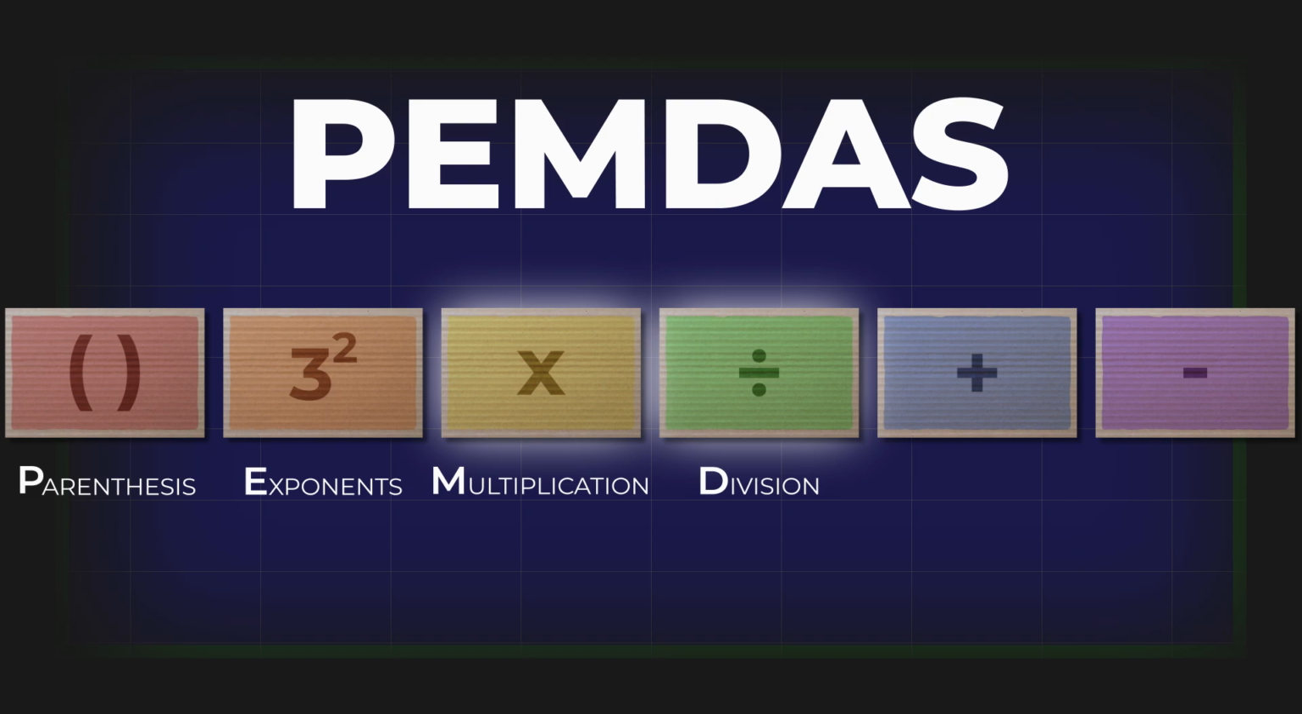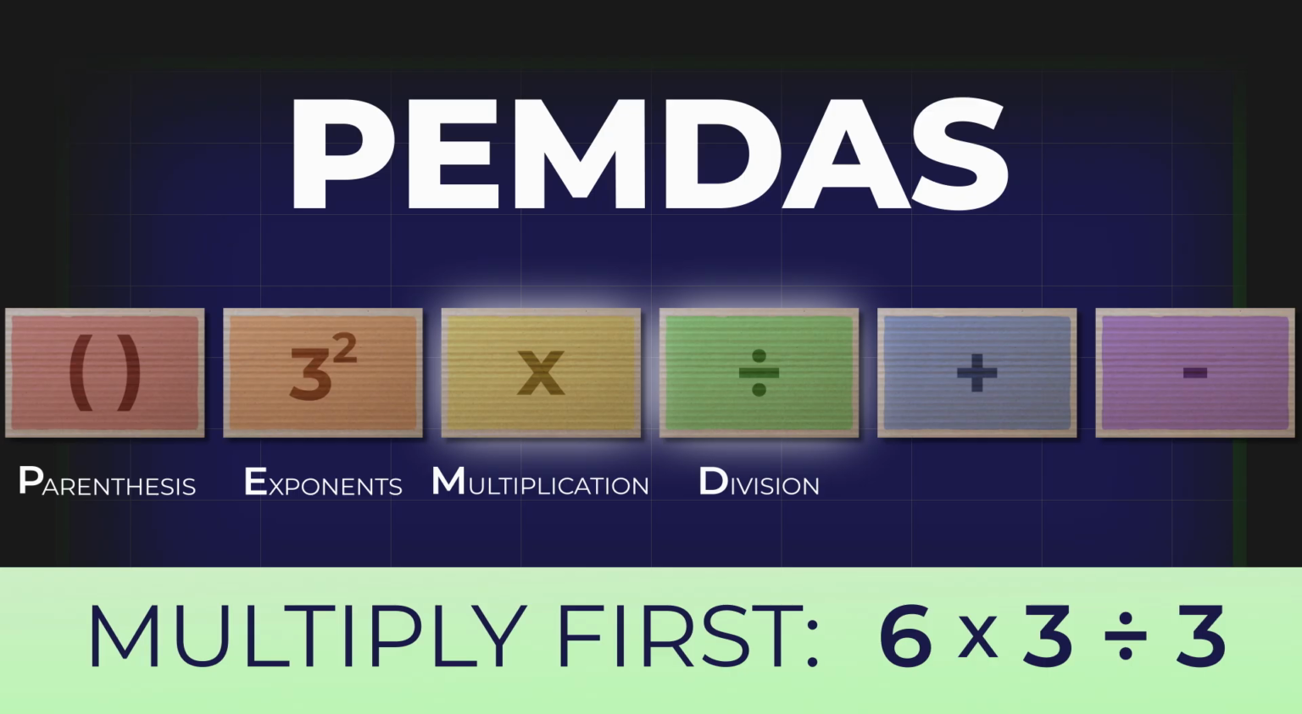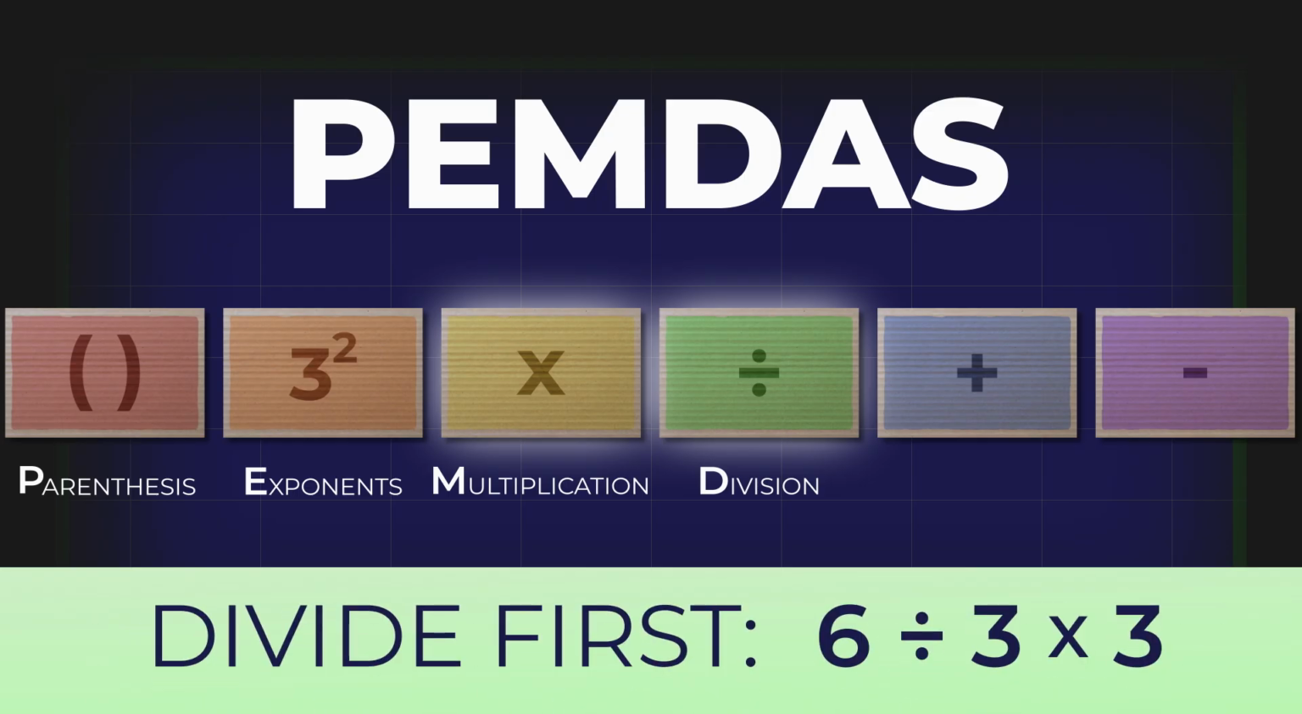We're going to do whichever of these operations comes first in the problem. So we go from left to right. If I have 6 times 3 divided by 3, I'm going to multiply first. But if I have 6 divided by 3 times 3, then I'm going to divide first.